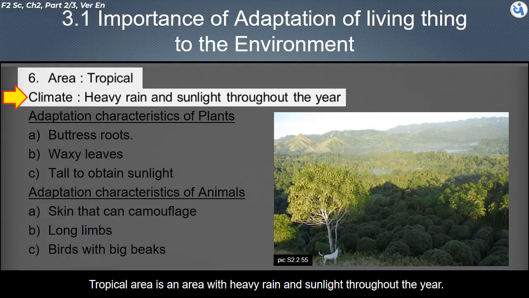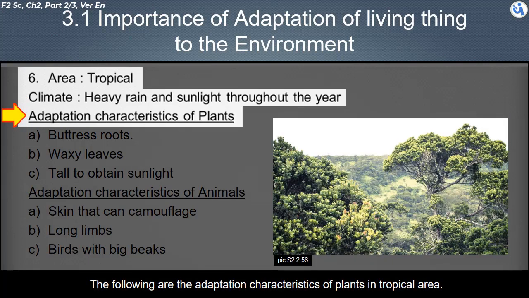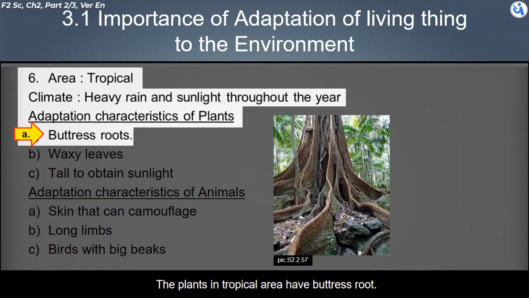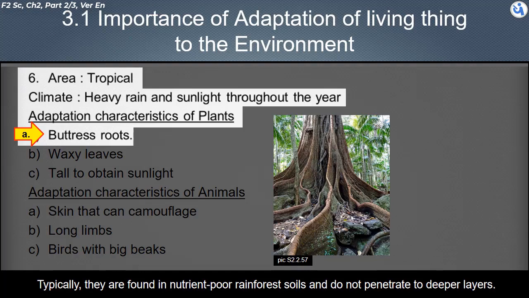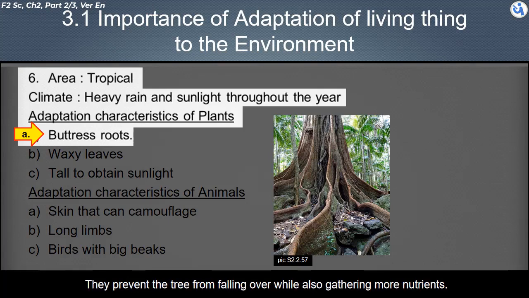Now, we will talk about the adaptation of living things in the tropical area. The tropical area is an area with heavy rain and sunlight throughout the year. The following are the adaptation characteristics of plants in the tropical area. The plants in the tropical area have buttress roots. Buttress roots are large, wide roots on all sides of a shallowly rooted tree. Typically, they are found in nutrient-poor rainforest soils, and do not penetrate to deeper layers. They prevent the tree from falling over, while also gathering more nutrients.